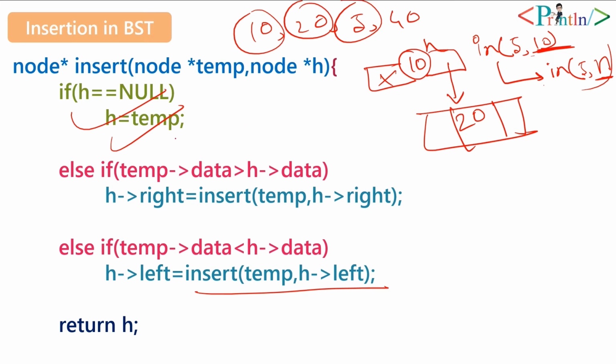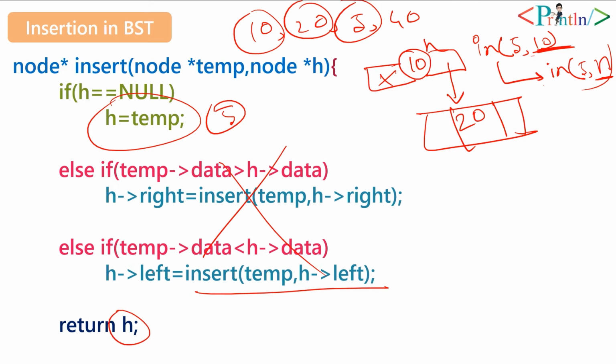Then we'll assign temp within age. What is the value of temp? The value of temp is 5. We'll assign 5. Then these conditions won't be executed. Then we'll simply return age. So age will be returned here.